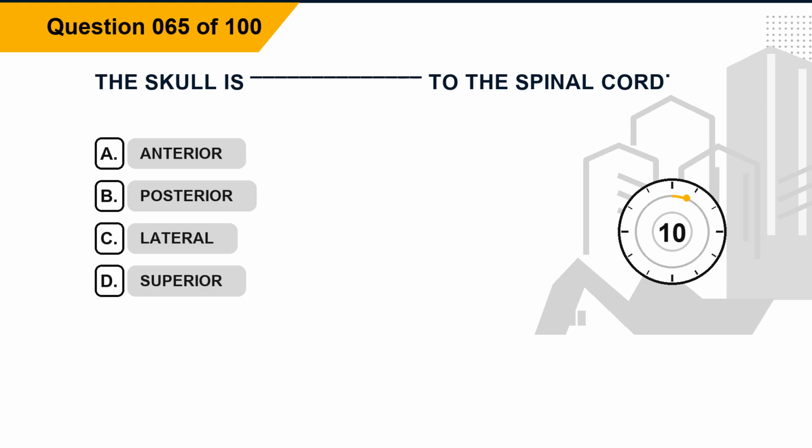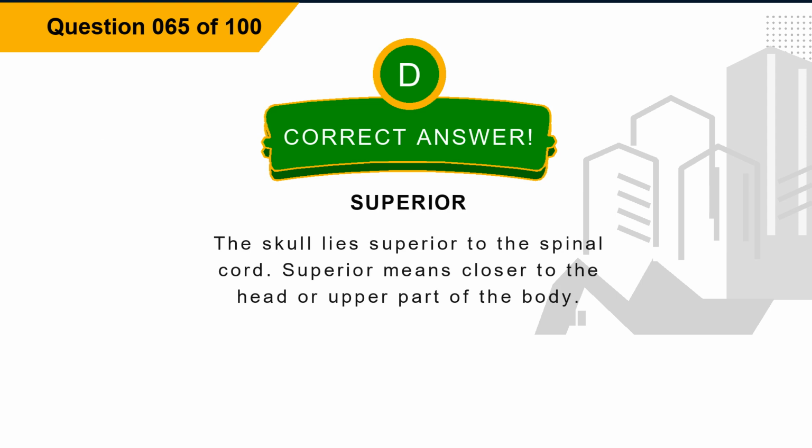Question 65. The skull is blank to the spinal cord. Option A, anterior. Option B, posterior. Option C, lateral. Option D, superior. The correct answer is option D, superior. Explanation. The skull lies superior to the spinal cord. Superior means closer to the head or upper part of the body.